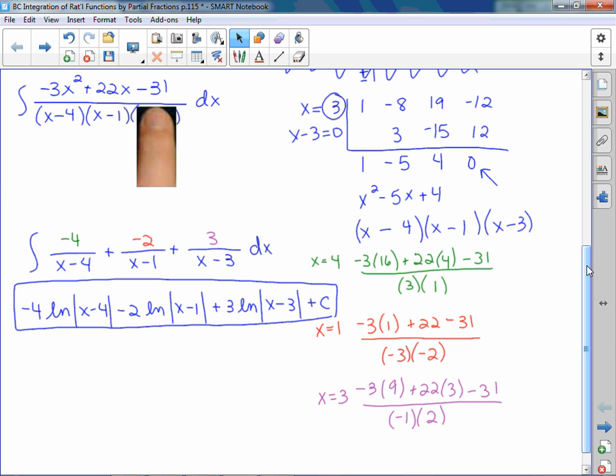I'll send another lesson on the back when the exponent or degree of the function on top is higher than the degree of the function on the bottom.